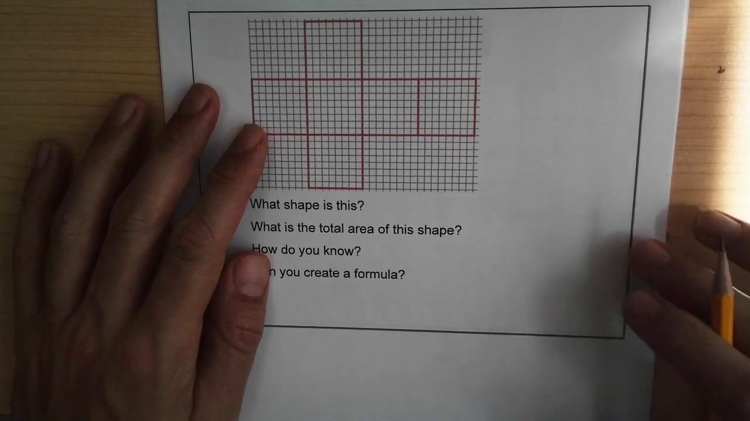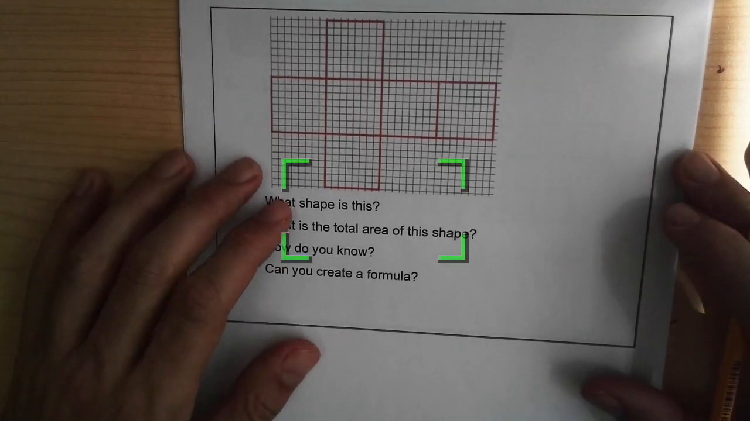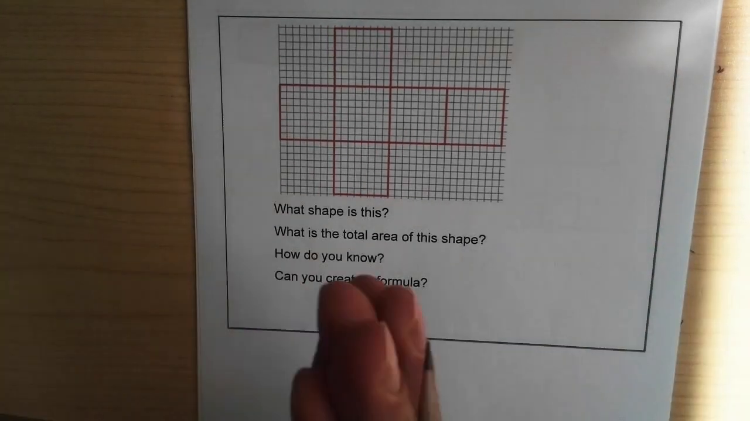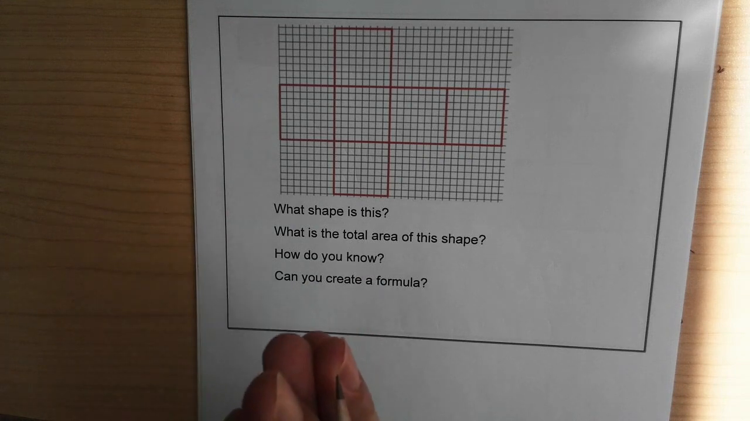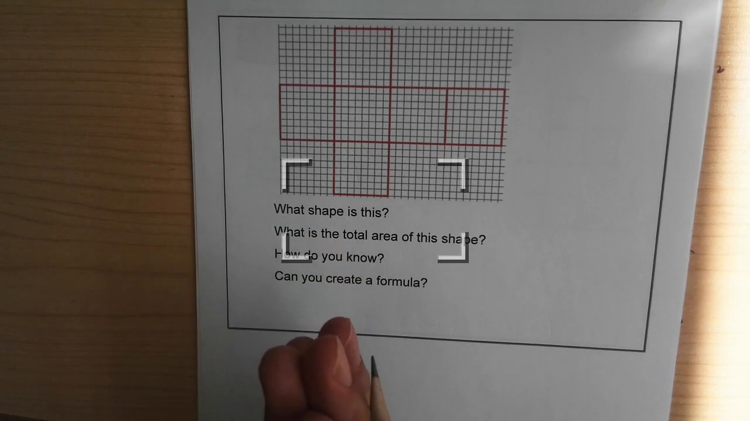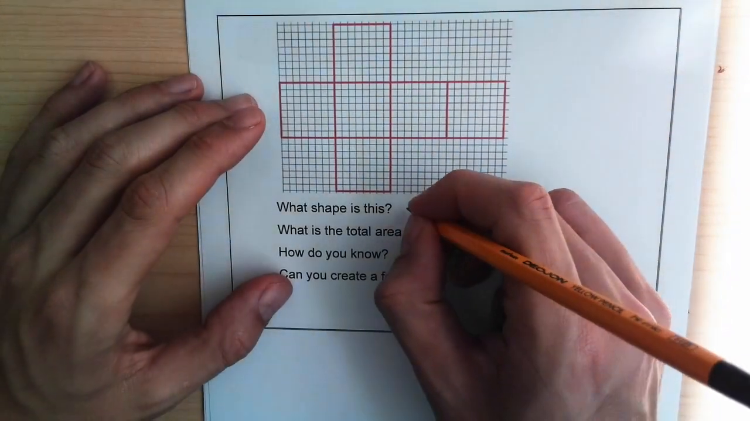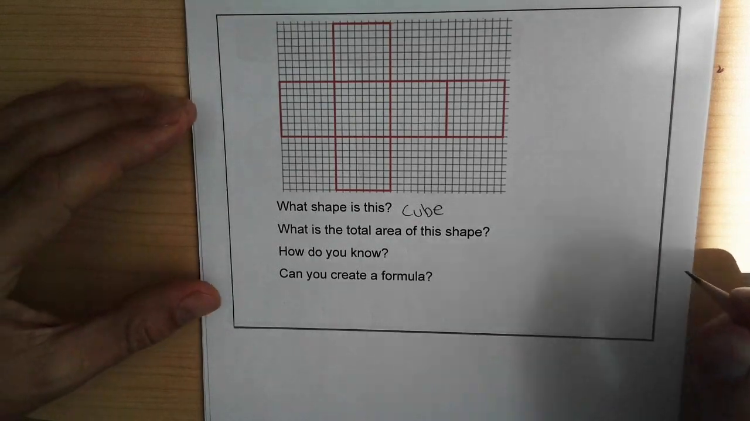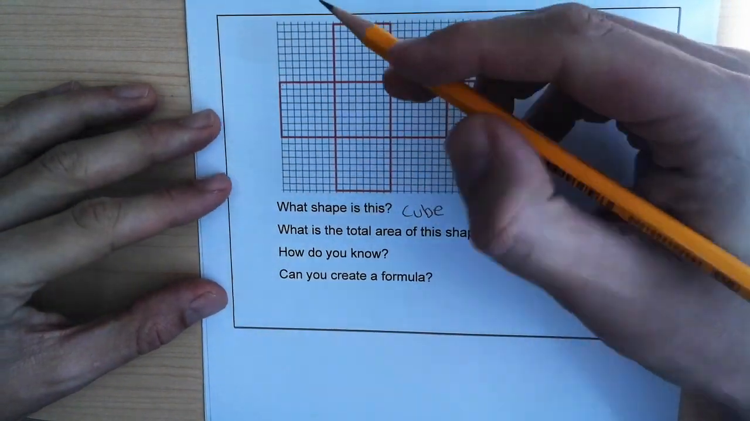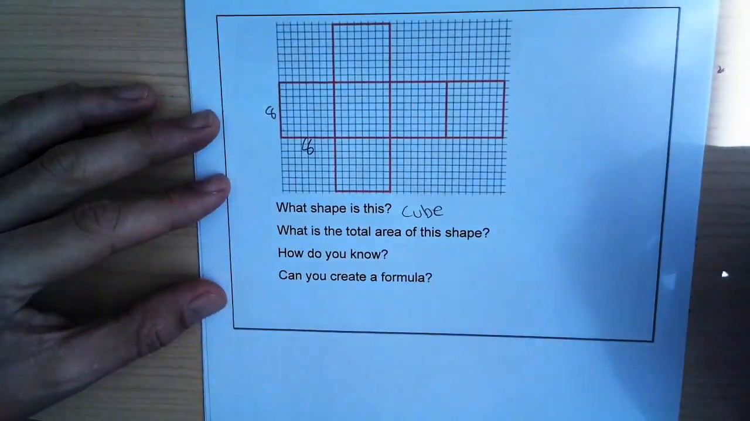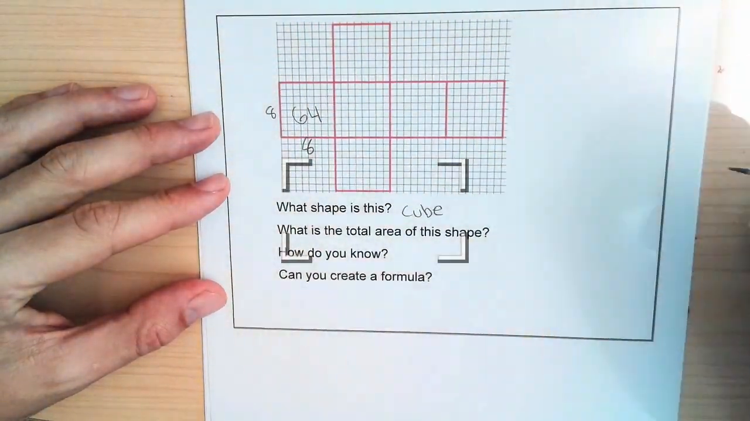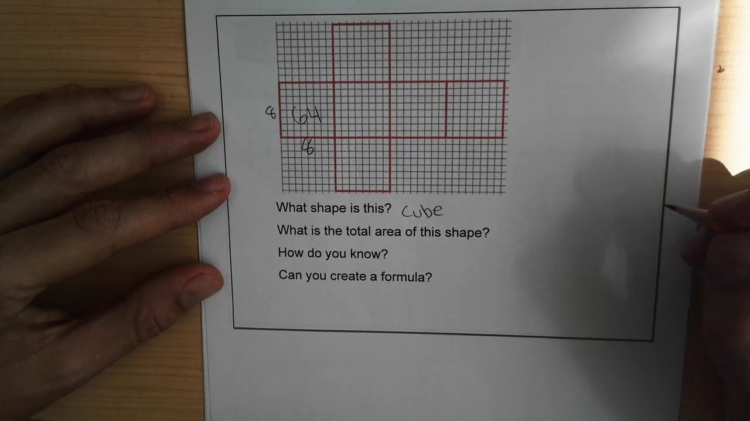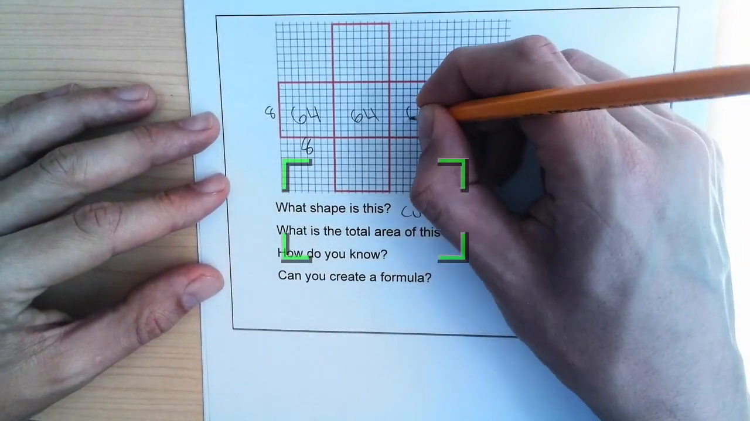Let's look at another example where we're given a net. So here we're given a net. What shape is this? If we were to fold this up and make it a 3D shape, I know all the sides are the same, or congruent, so this is going to be a cube. So what is the total area of each shape? I can see here in this one, it's 8 by 8. 8 times 8 is 64. Knowing that all the different squares are congruent, I can say that these are all 64.